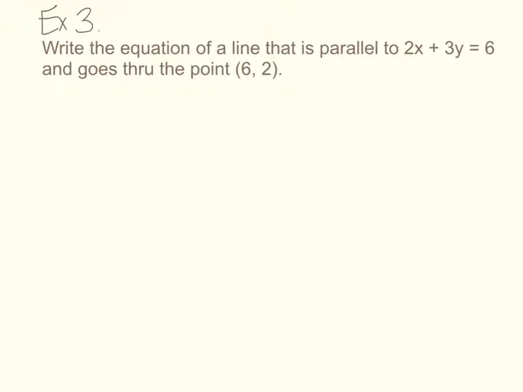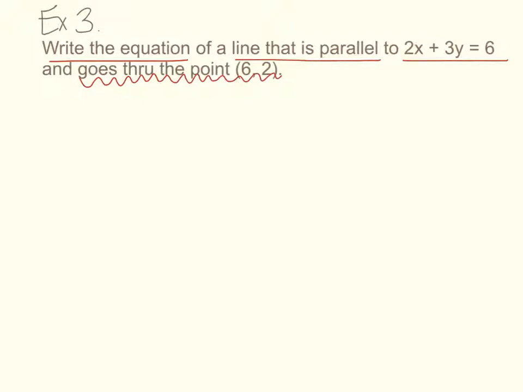Now our last problem says this. Write the equation of a line that is parallel to 2x plus 3y equals 6 and goes through the point 6, 2. Now this problem looks remarkably like example 1, but the difference is that when it asks you to write the equation that's parallel to this same line, now they're saying it has to go through a specific point.